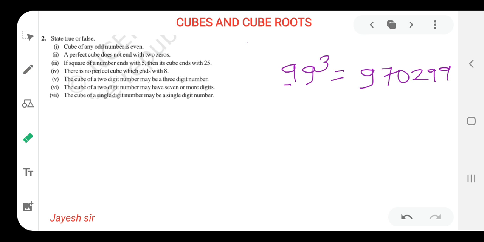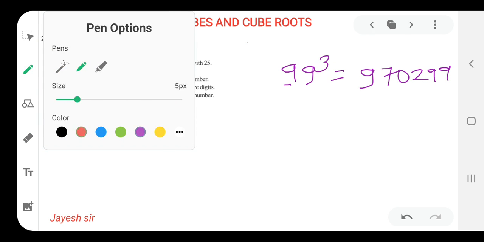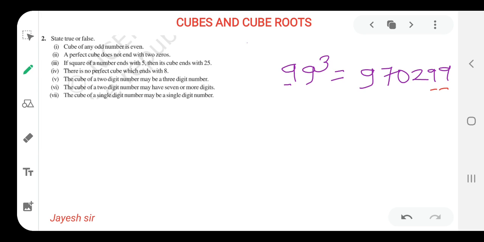Let us count and see whether it is having 7 or more digits or not. So I'm going to count 1, 2, 3, 4, 5, 6. No, they are having only 6 digits, so this statement is again false, because a 2-digit number cannot have 7 or more digits in its cube. I hope you all might be getting it. So let us begin with the last sum for the day and see along with its detailed explanation why it is true or why it is false, along with examples.